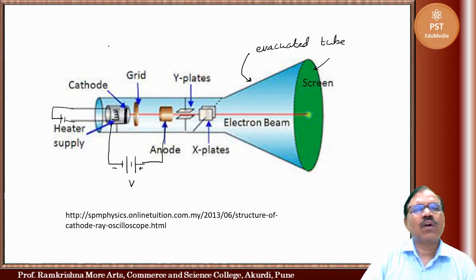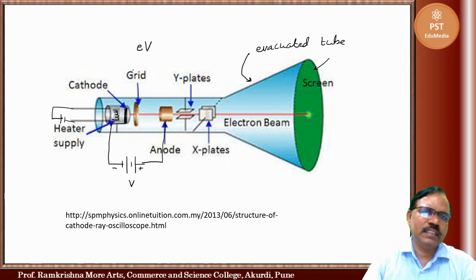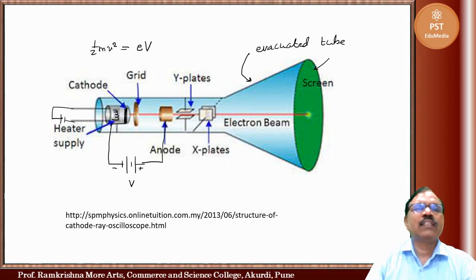So electrons move through potential V volts. Each electron acquires kinetic energy eV, and that is equal to 1/2 mv squared. Since the potential is large, a large velocity, or kinetic energy, is acquired by the electron. Here there is a grid. Grid means it has small holes, and when electrons move towards the anode, they pass through the grid and we get a fine beam of electrons.